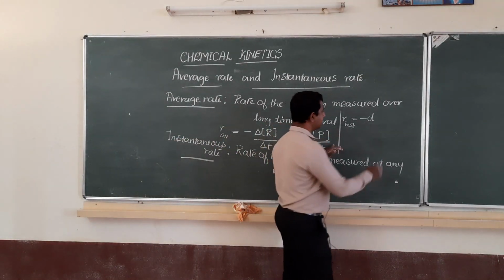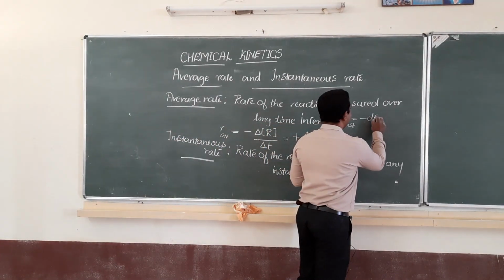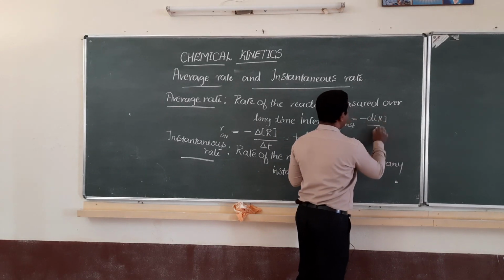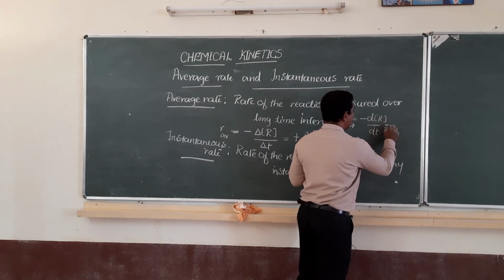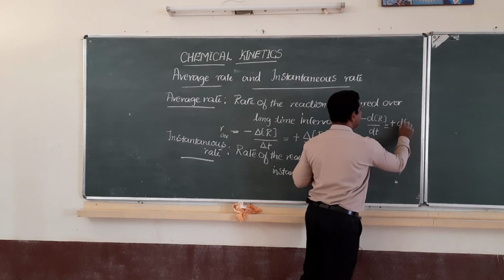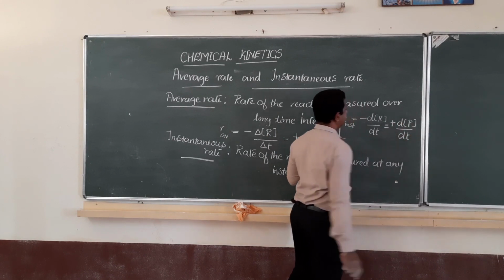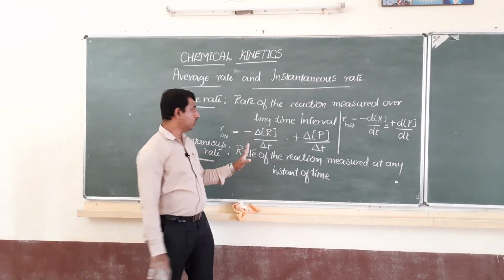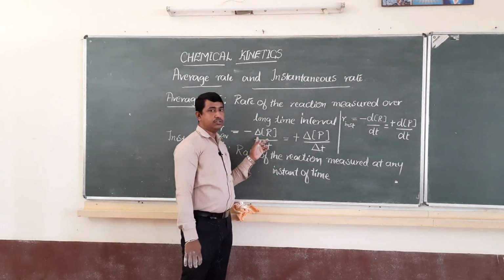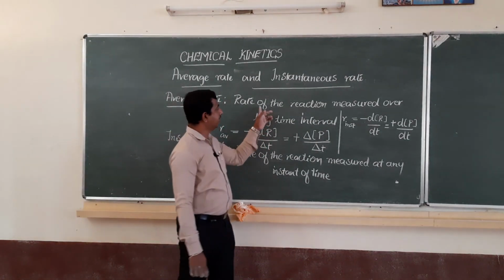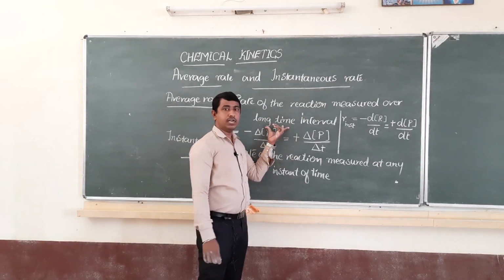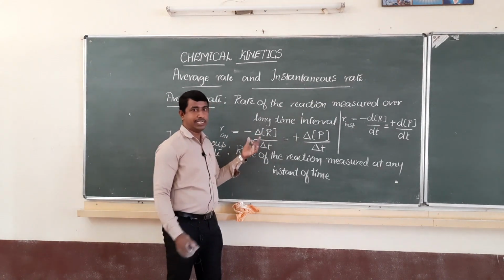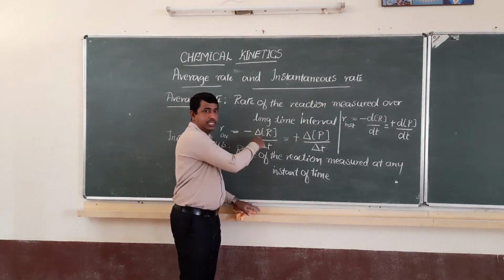So r instantaneous is equal to minus d[R] by dt. It is also equal to plus d[P] by dt. So the only change is, instead of delta we are using d. Note on the change: why is delta used? Delta is used because rate is measured for a longer time gap, so the change will be larger. So we are using delta.